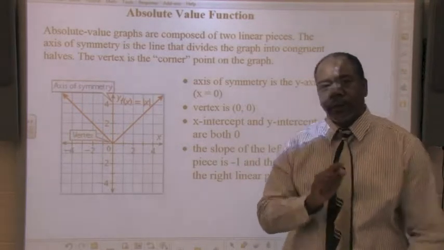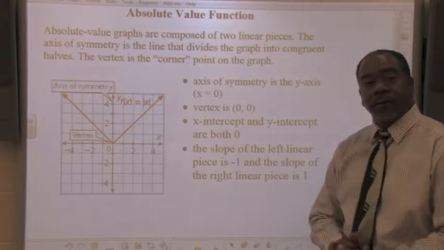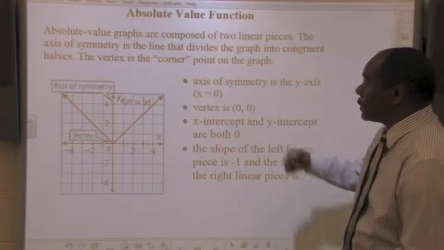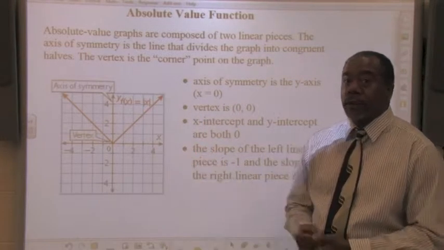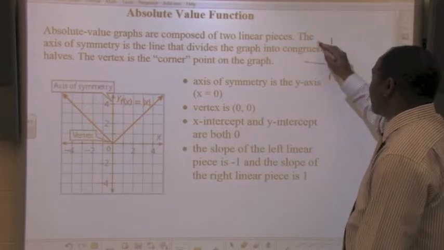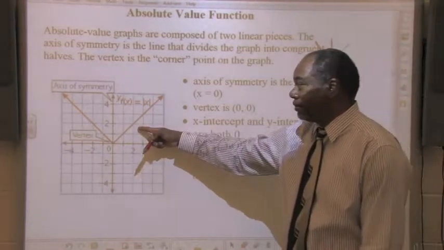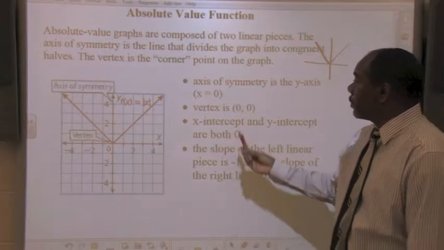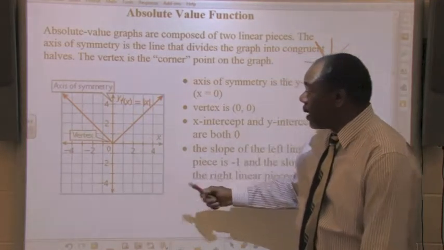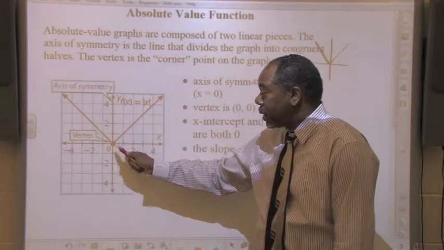Another function that you're going to need to know is the absolute value function. Let's review it real quick. The absolute value function is composed of two linear pieces, two lines. Everyone should remember that the absolute value function looks like a V. A couple of things about it. The axis of symmetry is a line that splits it in half. The vertex is the point where they both come together.